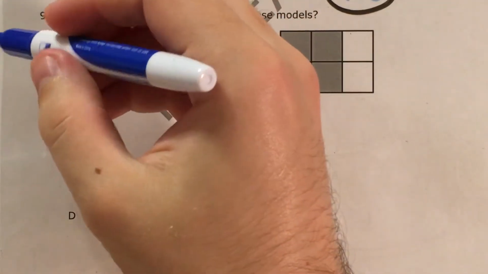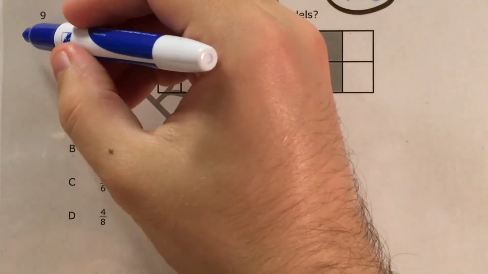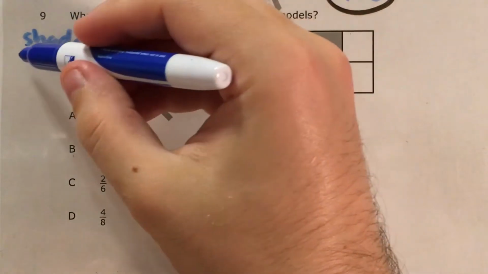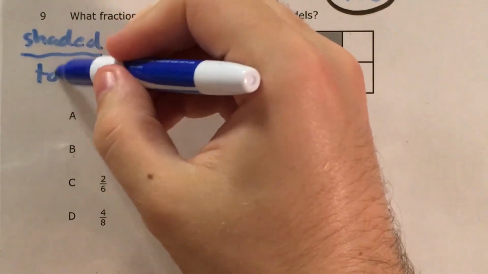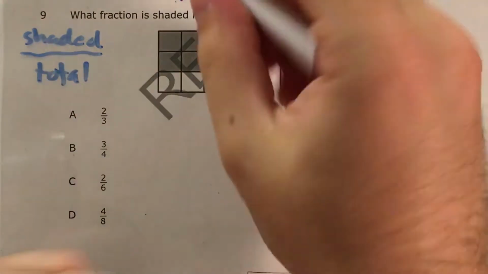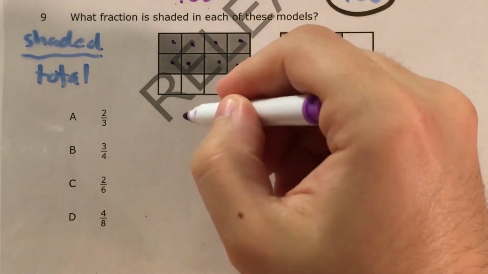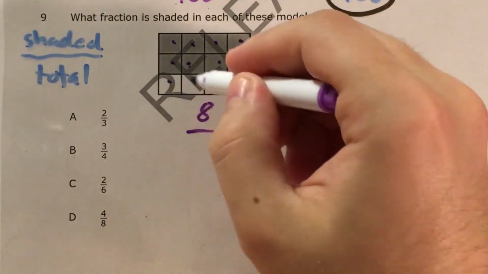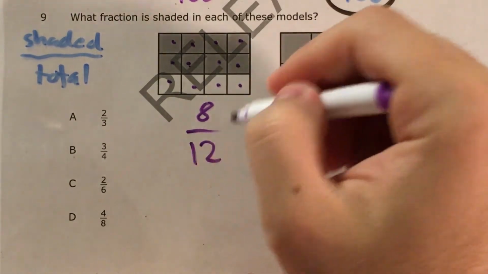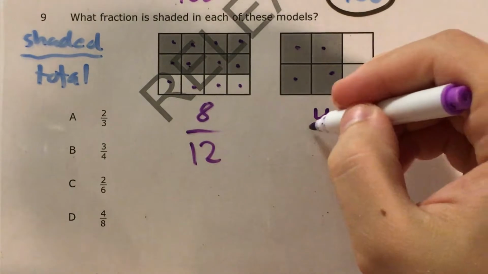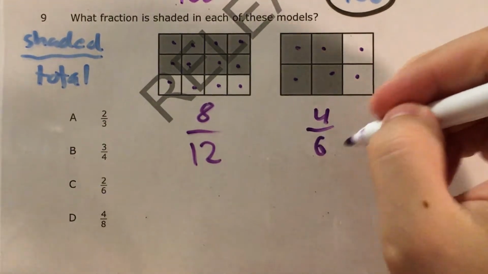And as always, in every other question that I've done like this, I'm going to take the number of pieces that are shaded and put that in my numerator. And then I'll take the total pieces and put that in my denominator. So in the case of this left rectangle, I've got 1, 2, 3, 4, 5, 6, 7, 8 shaded out of 9, 10, 11, 12. And then over here, I've got 1, 2, 3, 4 that are shaded out of 5, 6 pieces total.